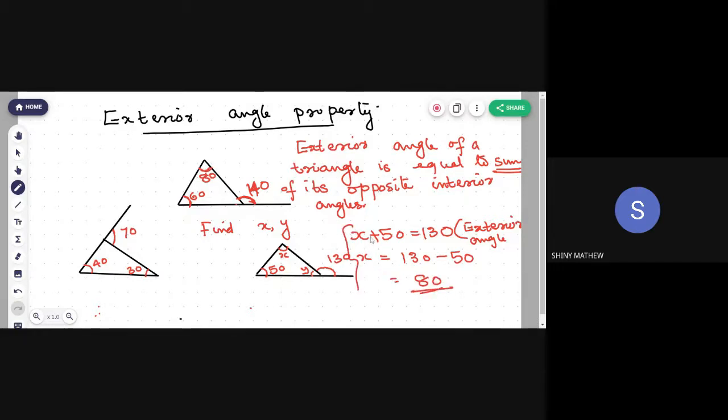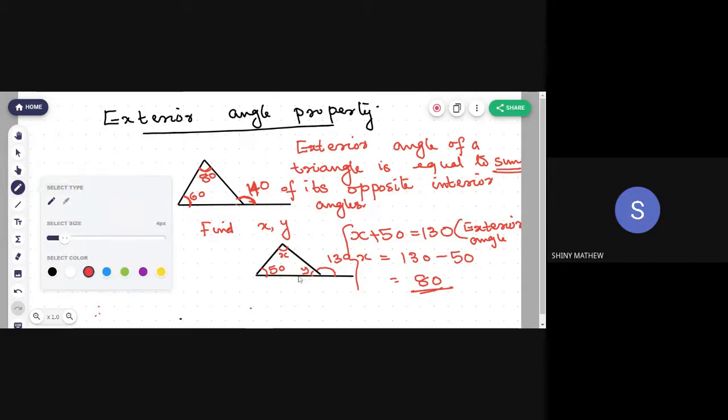So first you write x plus 50 is equal to 130. Then x is 130 minus 50, that is 80. Then how can you find y now? Miss, 180 minus 50. Linear pair, 180. There are two methods.